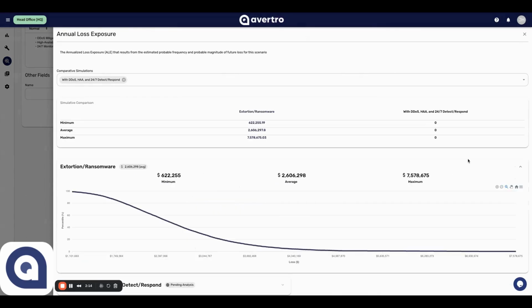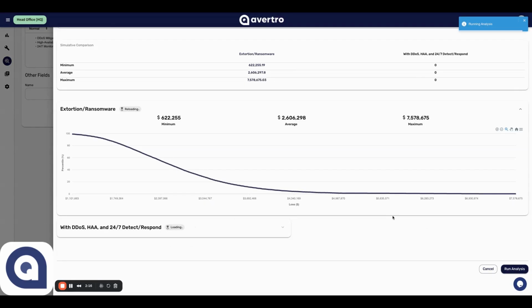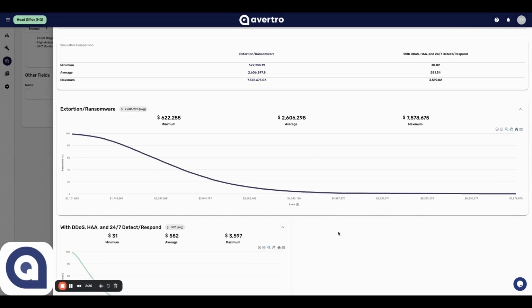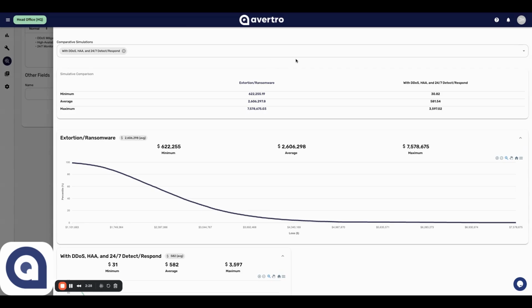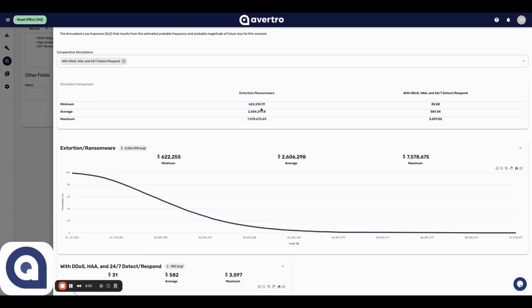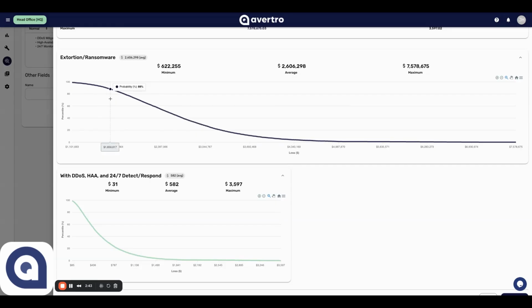If we now look at running this analysis, we can see exactly how these figures change. So CyberHQ will be taking the data that we've supplied, we'll be creating a new loss exceedance curve based on what we believe the risk to be given those mitigations. And then we can see that the minimum effect of an extortion attack, for example, goes from £620,000 down to 30. And the average and the maximum figures drop accordingly as well.